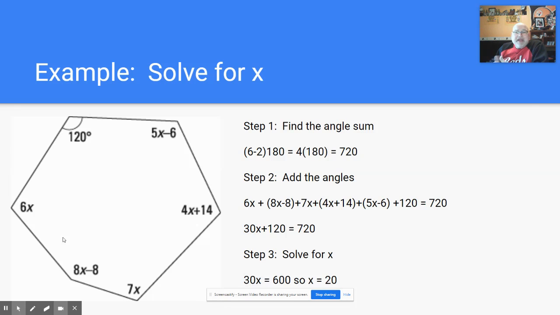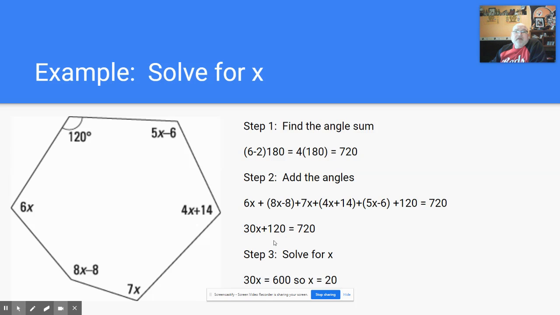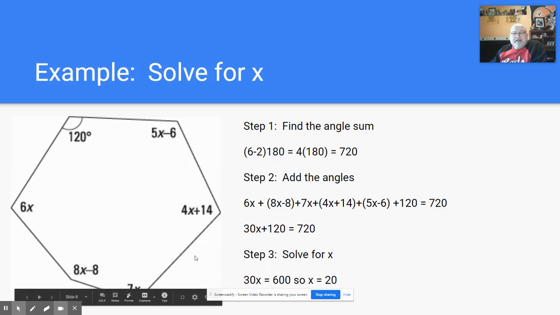Now we'll add up all the angles. So 6x plus x minus 8. Notice I'm starting here and I'm going to go around in a counterclockwise manner. 7x, 4x plus 14, 5x minus 6, 120. Combining all the like terms, the x terms, gives us 30x. Combining the constants gives us 120. And then we're just solving for x, a little two-step equation. And we find out that x equals 20.